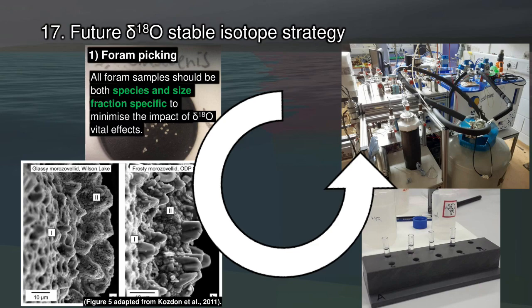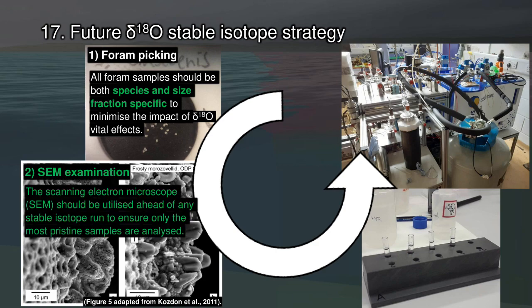So what I propose, and again this is highlighted in the report as well, is that all foraminiferal samples analysed should be both species and size fraction specific. This is primarily to minimise any effect from the vital effects that are shown to influence delta 18O measurements.